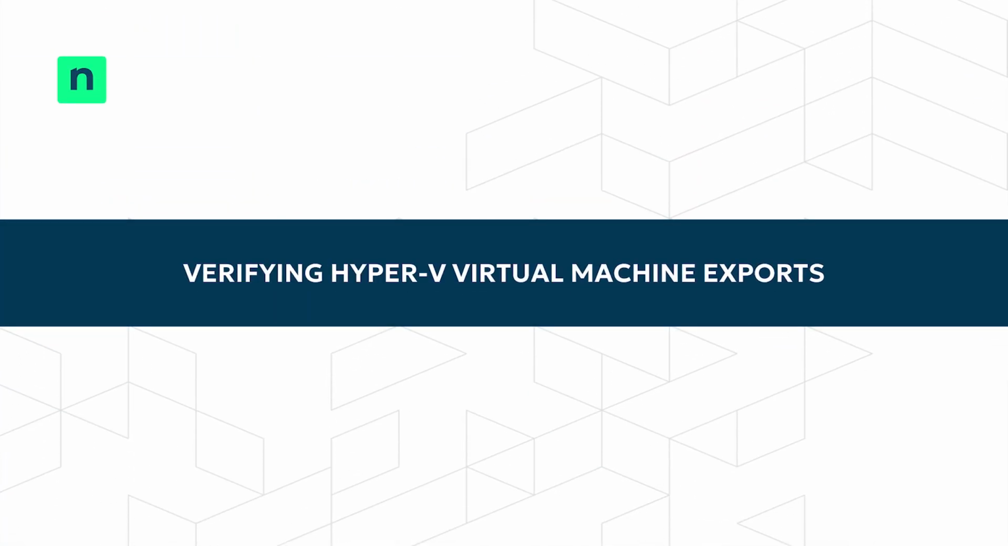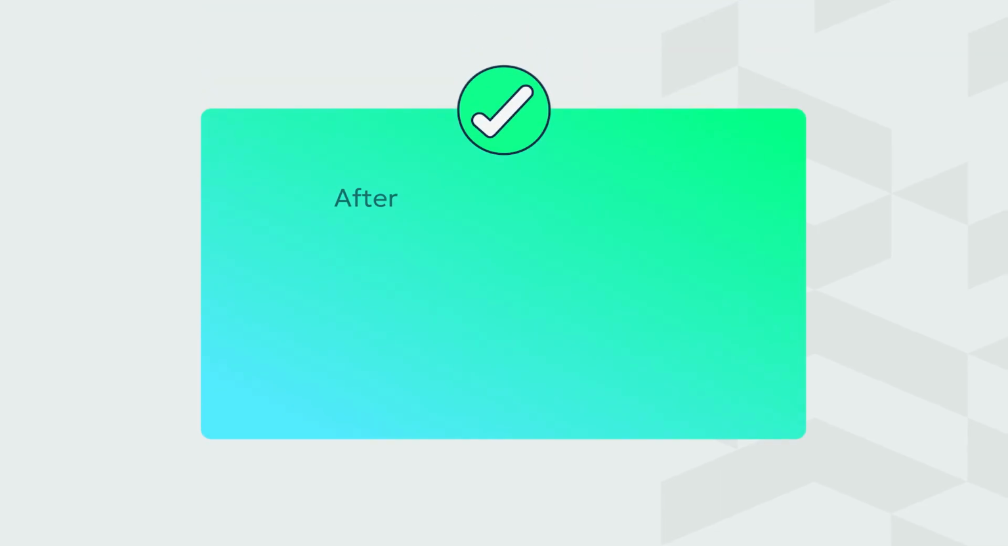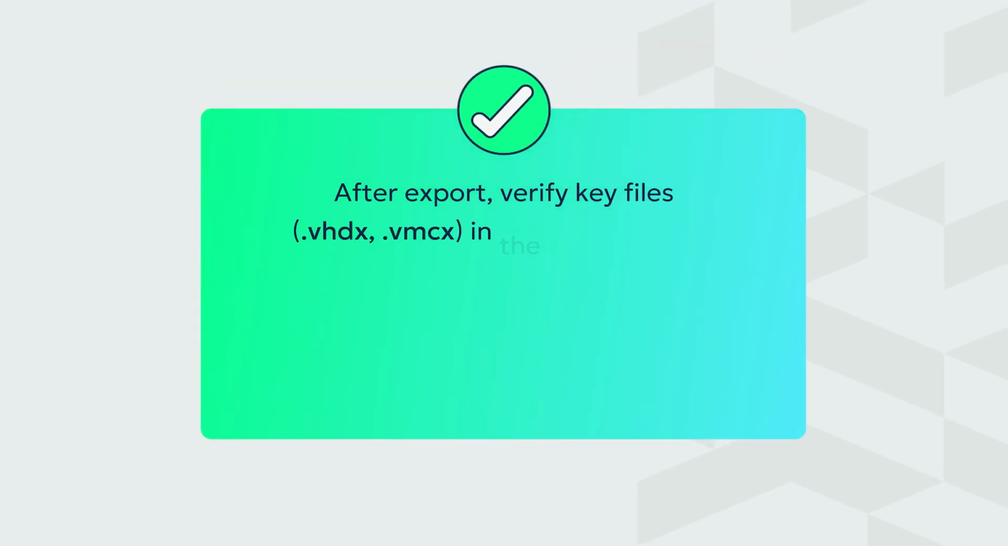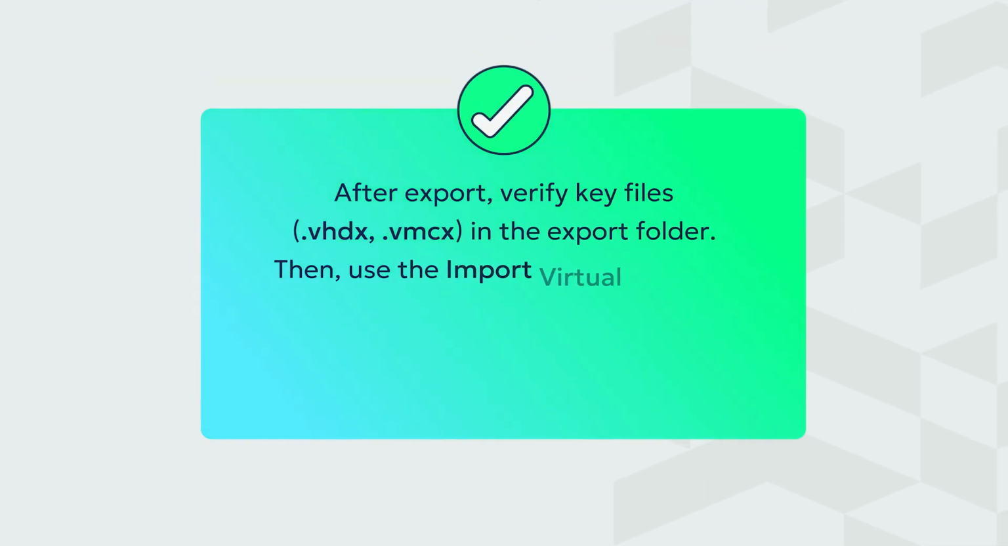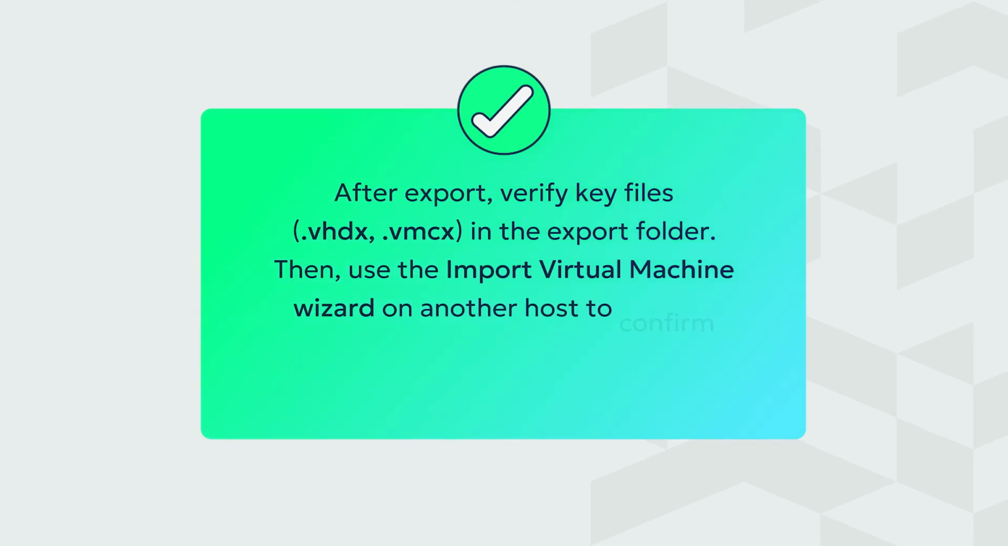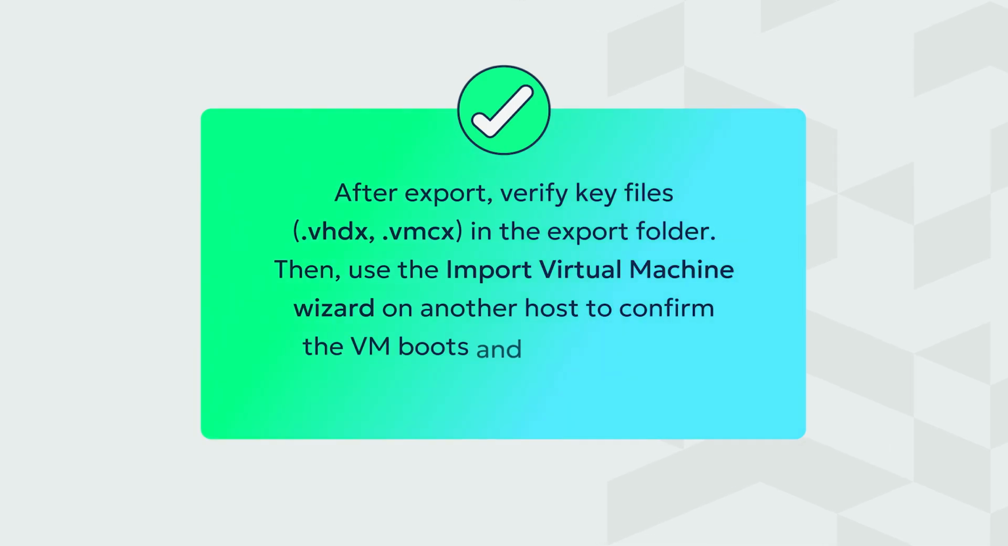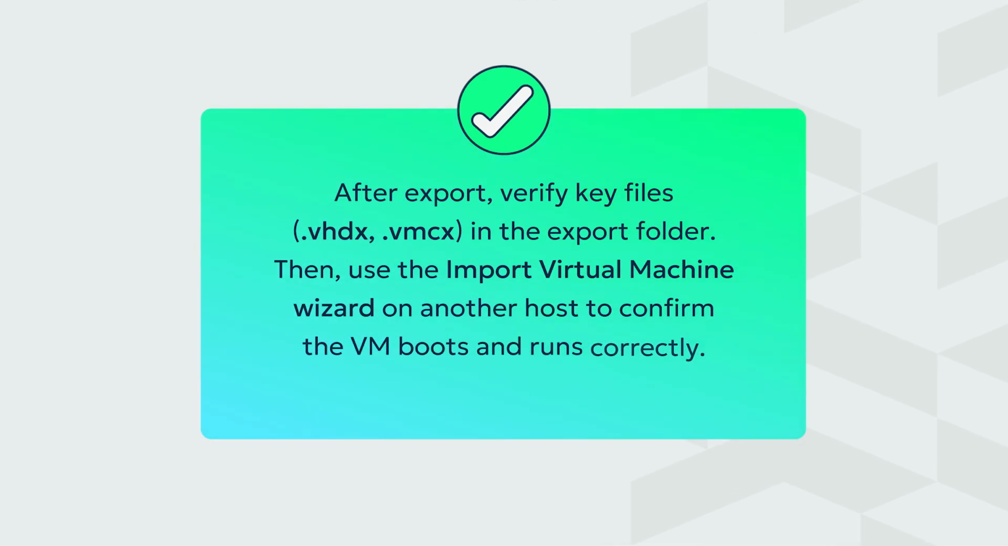Verifying Hyper-V virtual machine exports. Once the export process is complete, open your export folder and check for all critical files like .vhdx and .vmcx. Then import the VM on another host using the Import Virtual Machine wizard to confirm it boots and runs properly.